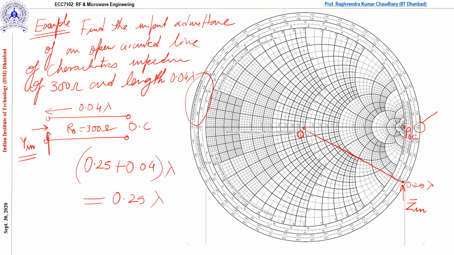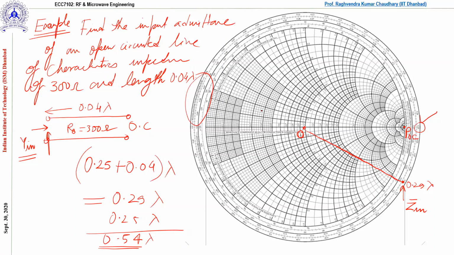Now you have to find the input admittance. Now the things are very easy. Again, you need to add 0.25 lambda here. If you add these two numbers, you get 0.54 lambda. Now on the wavelength towards the generator scale, try to find 0.54. Where are you getting this? Can you see this?